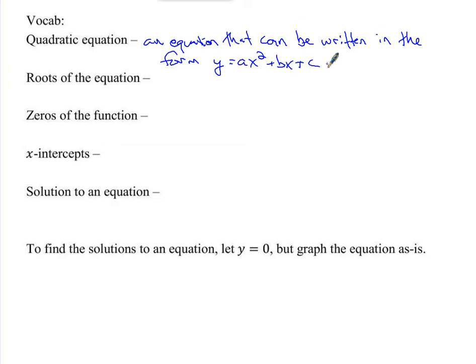Now, roots of the equation. So this word roots, you'll hear me say roots sometimes. You need to know what that word means. The roots of the equation are where the graph crosses the x-axis. That's it. So it's basically what we were just talking about on the last page. Roots of the equation are where the graph crosses the x-axis.